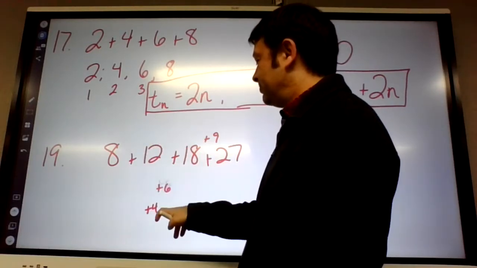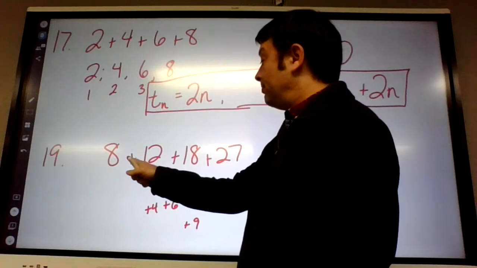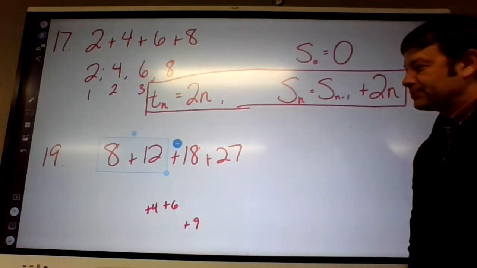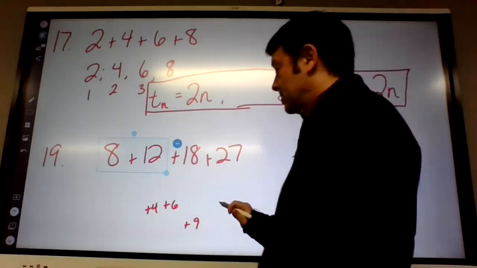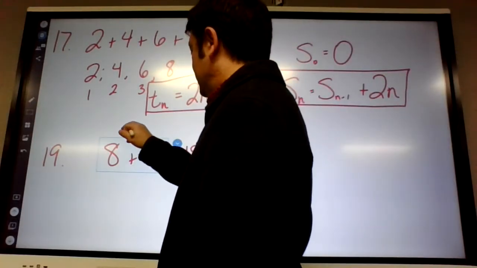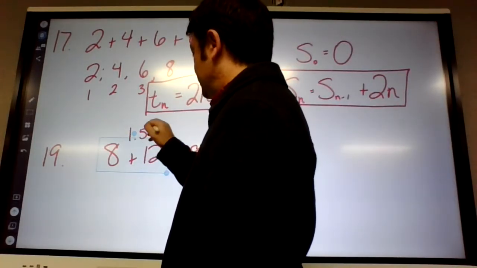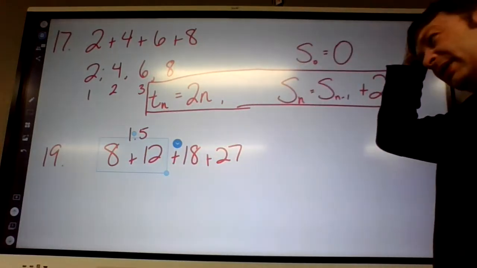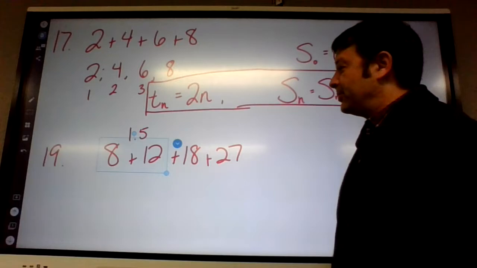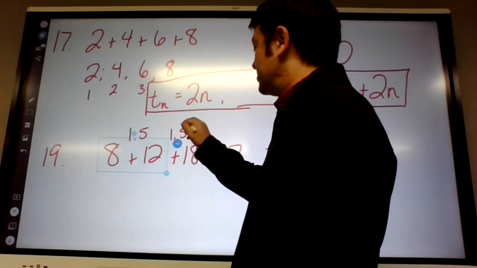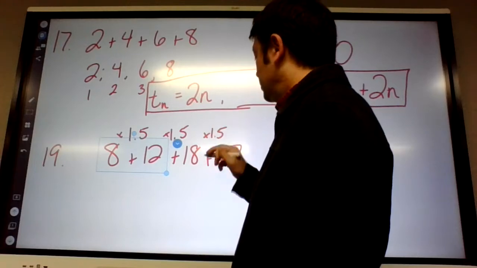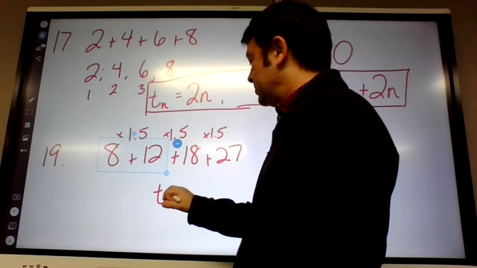So then I looked at multiplying. 8 times what equals 12? 1 point something. 1.5, because half of 8 is 4, so you're adding half of it. So it's multiplying by 1.5, and it works on these also. It's times 1.5.